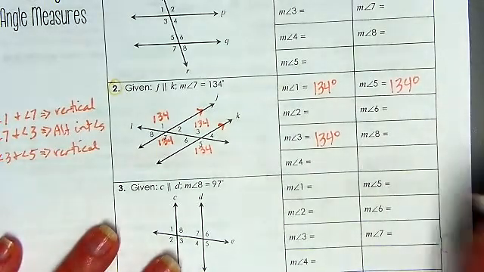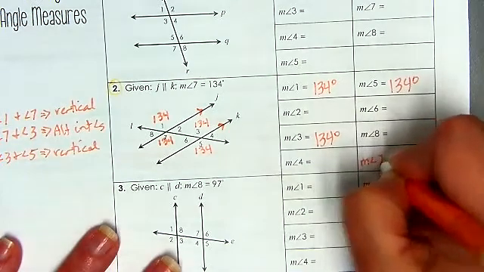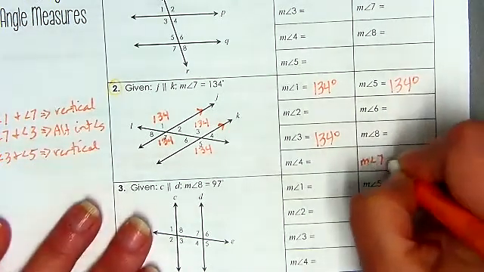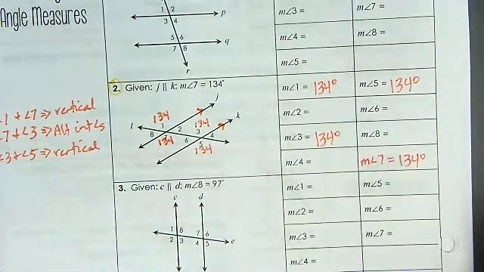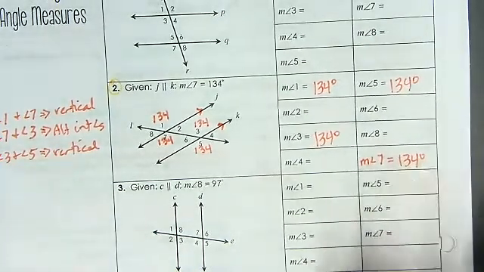There's no 7 here. We'll add it in, measure of angle 7 equals 134 degrees, because it gives it to me. So we don't really have to have that one. I'm just adding it. Okay, here we go. Now we've got to figure out the other angles.